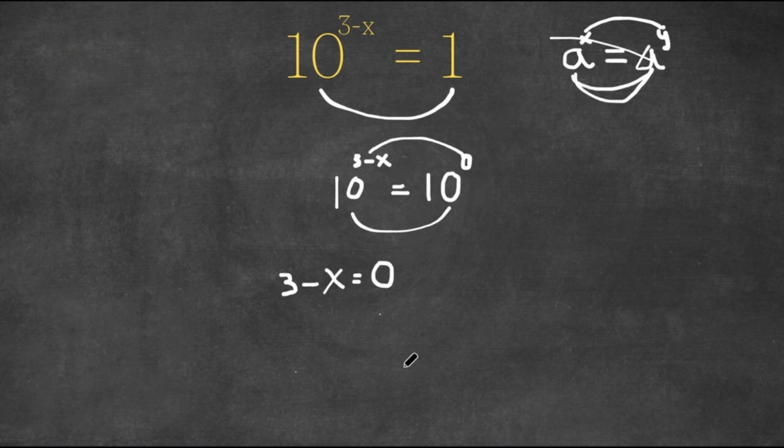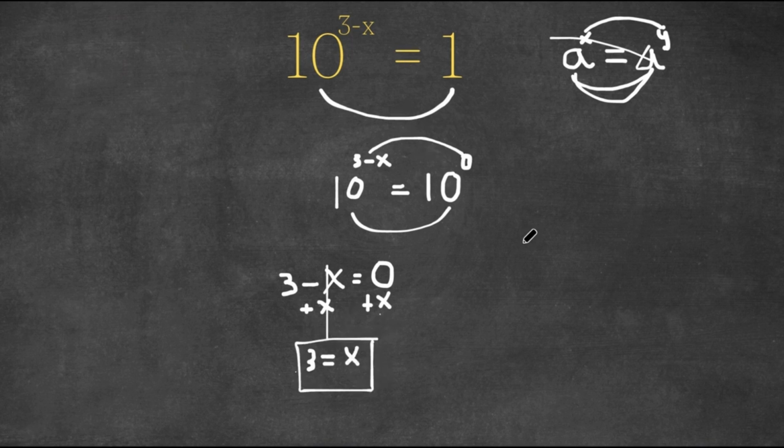So now, to get the value of x, we're going to have to make it go to the right side. So we're going to add x on both sides. And these two cancel out, so we're left with 3 equals 0 plus x, which is x. So now we have our value for x.